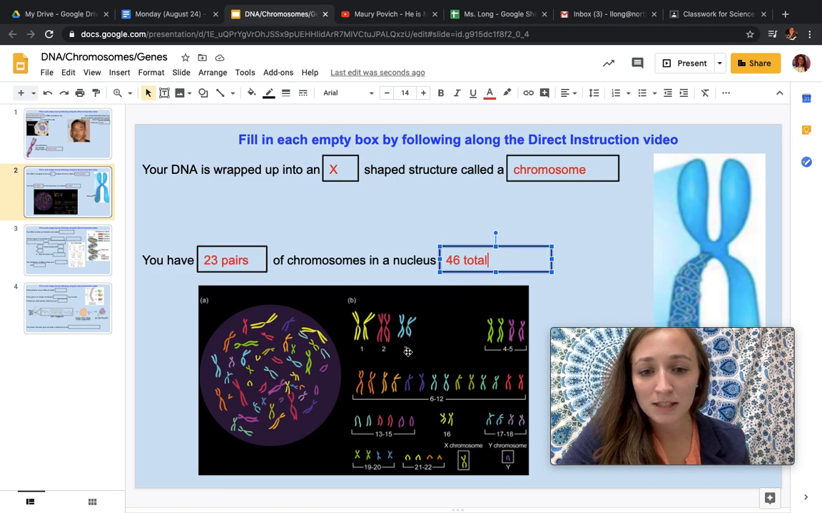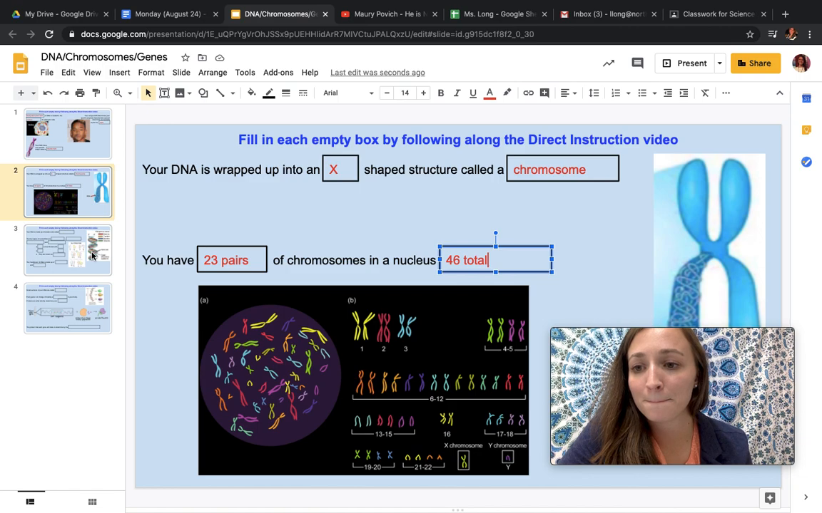Gotcha. So you can see right here in this picture, this is your nucleus. You've got all of your chromosomes chilling in there, and here's pair 1, here's pair 2, here's pair 3, and so on. Each pair is for a specific trait. So maybe one is for your hair color, maybe one's for your eye color. Who knows? What we do know is your 23rd pair is what actually determines your sex. So if you're a boy or a girl.